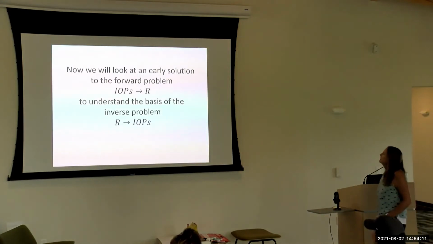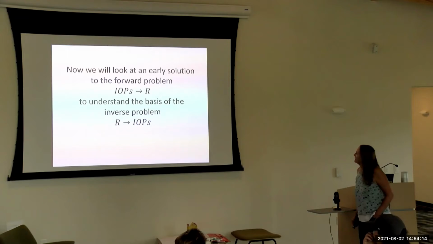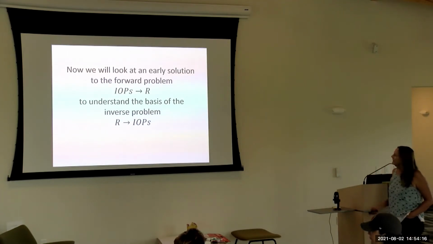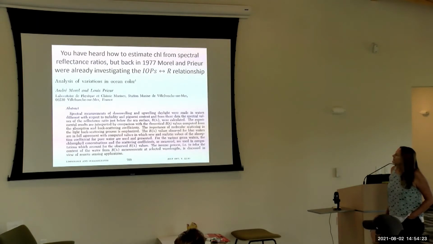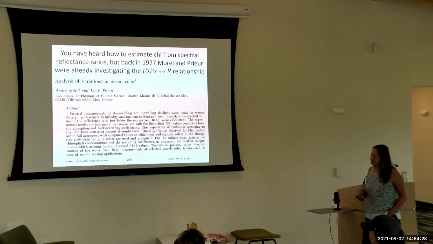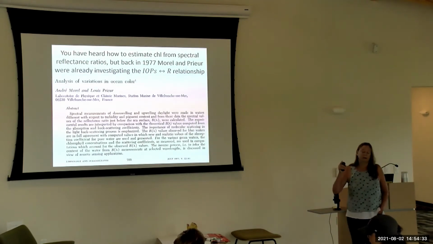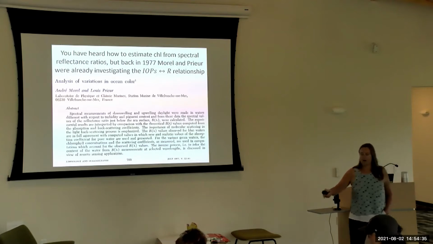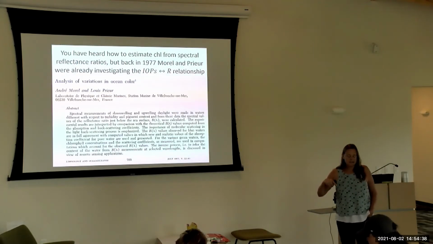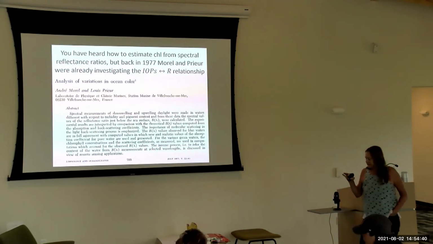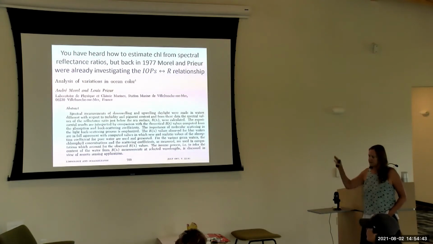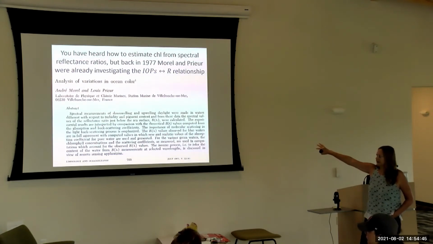Okay, good. So I want to look at an early solution to that forward problem, and that was the basis for all of the semi-analytic inversions that you will see since then. Estimating chlorophyll from the reflectance ratio is what Kurt just talked about, but in '77, Morel and Prieur were already investigating the IOP part of the problem. So back to Ron Zaneveld's first chapter in the IOCCG book, Why Do We Need to Know IOPs? They were already nailing it back in '77.